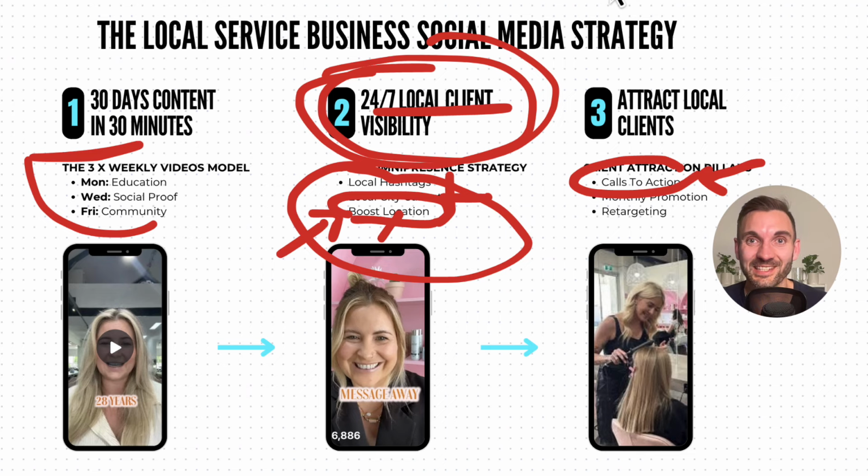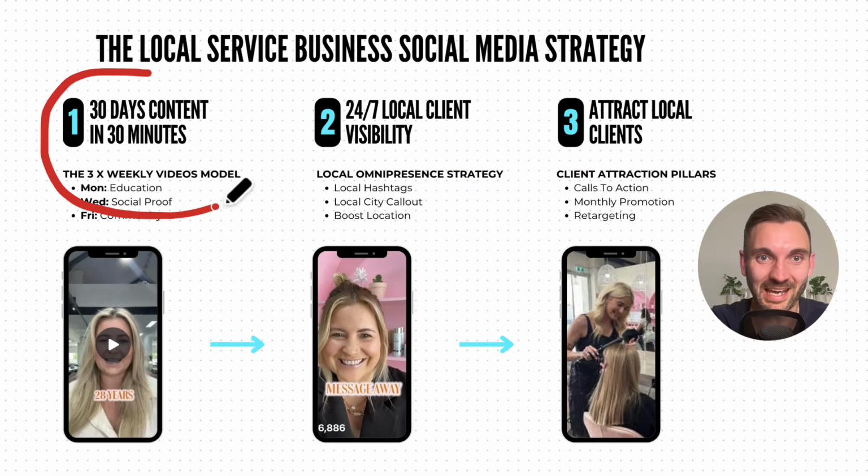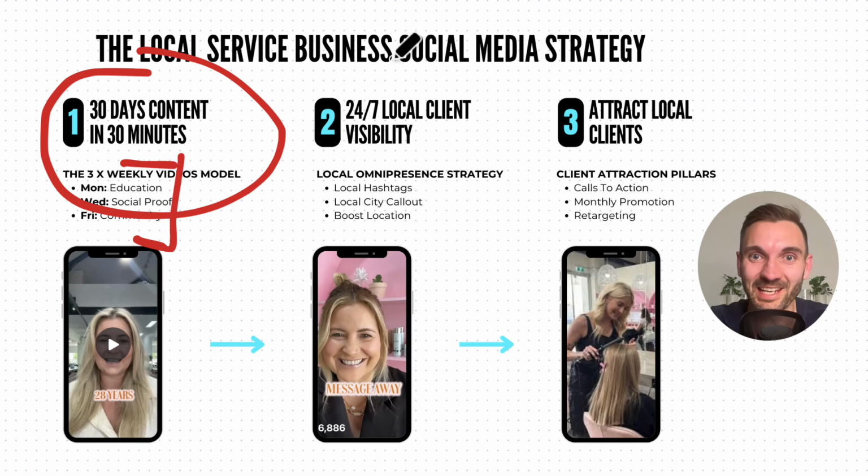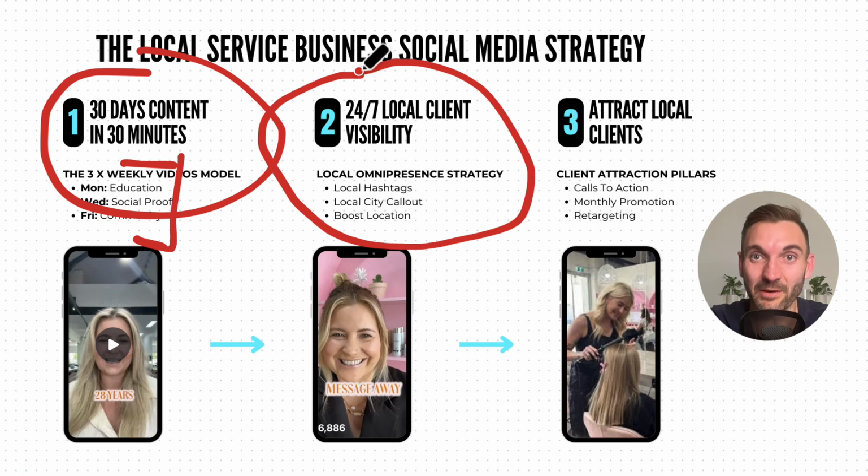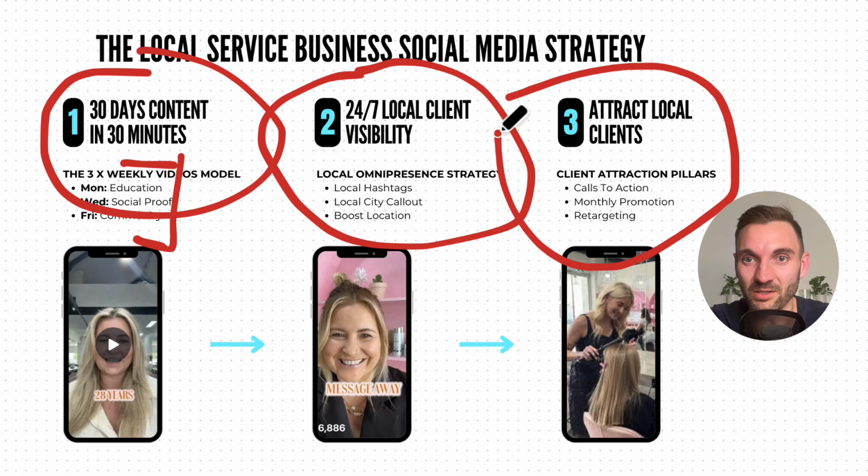By now, we know how to create 30 days content in 30 minutes a month following our framework for local businesses. You know how to get 24/7 local client visibility to get your content in front of the right eyeballs. Step 3 is what can we do to encourage more of the community to come into the business or engage the services. So the first thing that we're going to look at is call to actions.